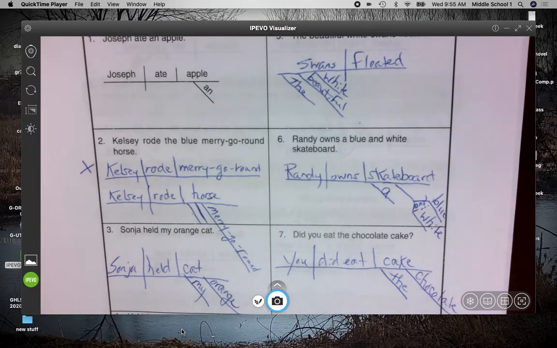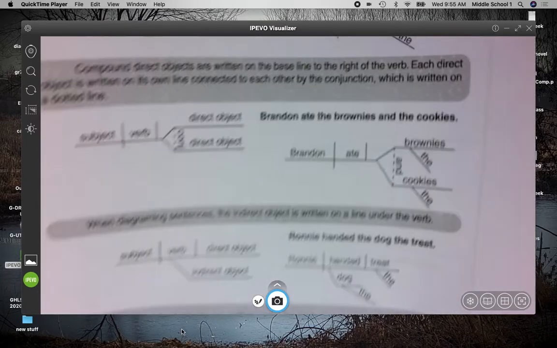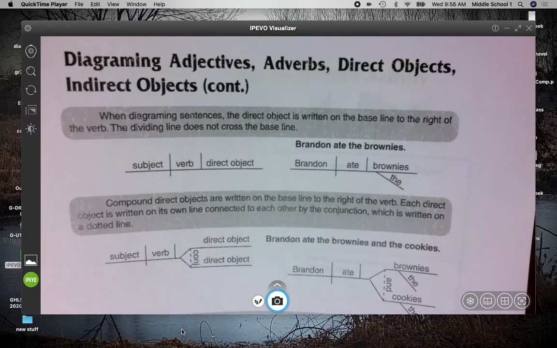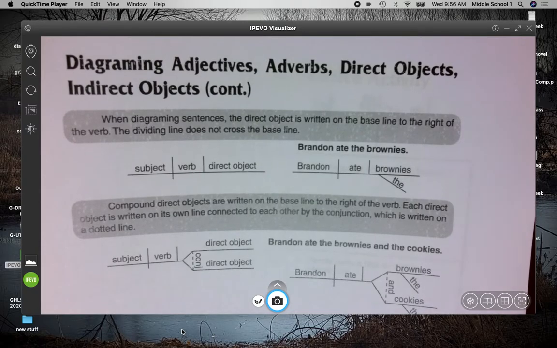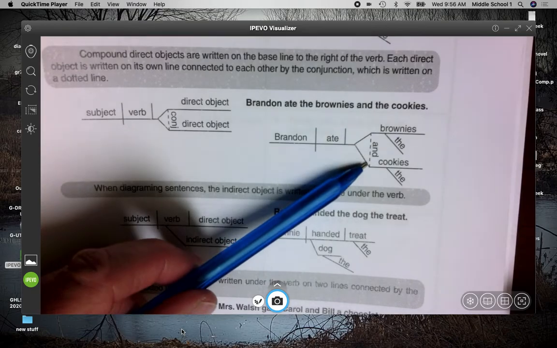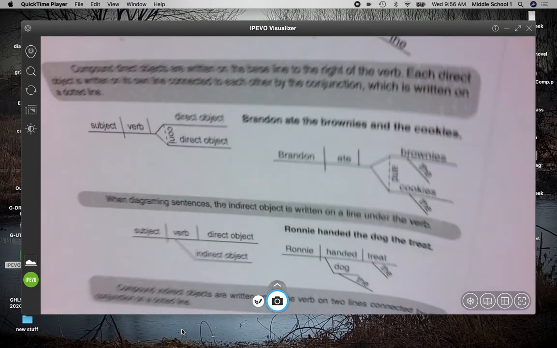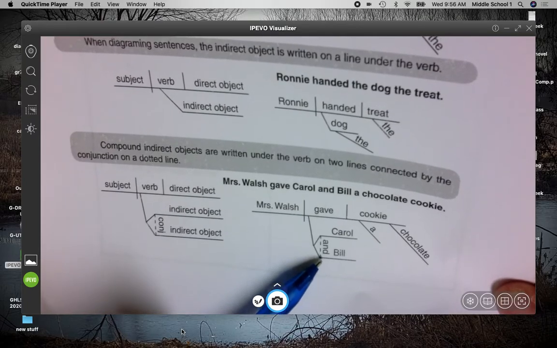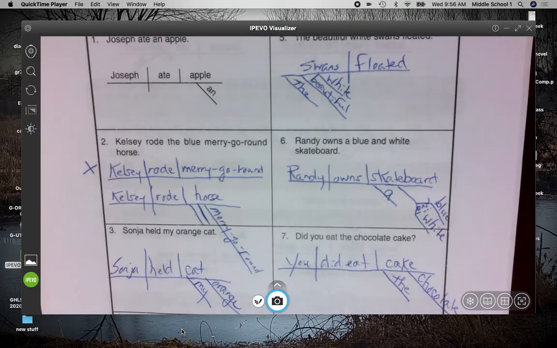Again, examples of those can be seen on the example page, the page that is just previous to the one on which these examples are found, entitled Diagramming Adjectives, Adverbs, Direct Objects, Indirect Objects. And again, on these examples, we do see where there are going to be compounds found in the sentences. Again, refer to these examples on the page prior.